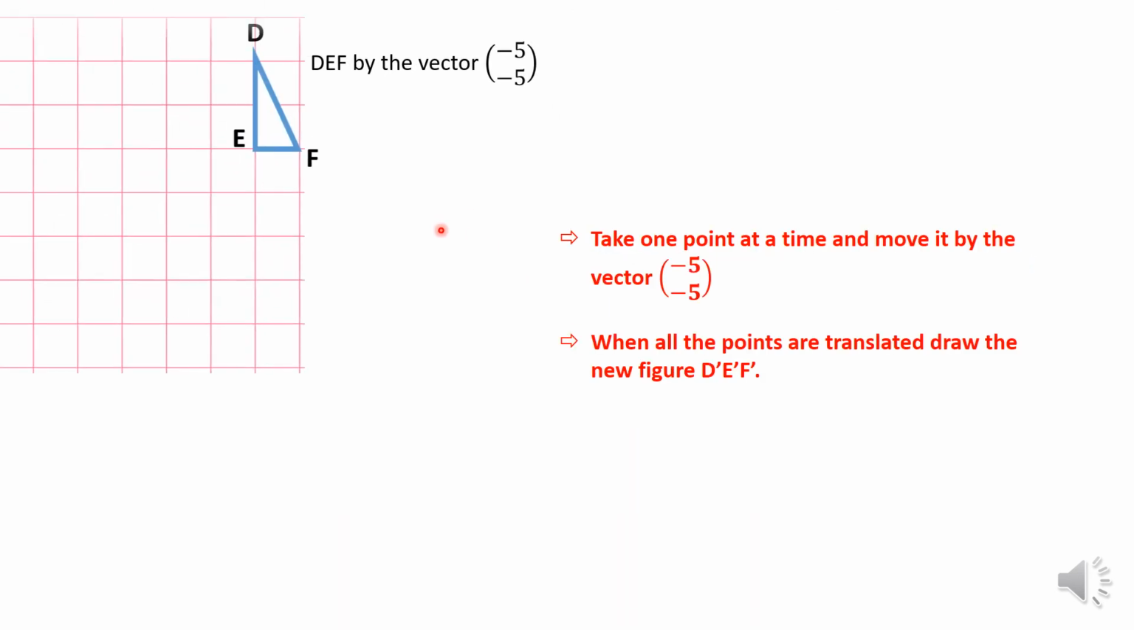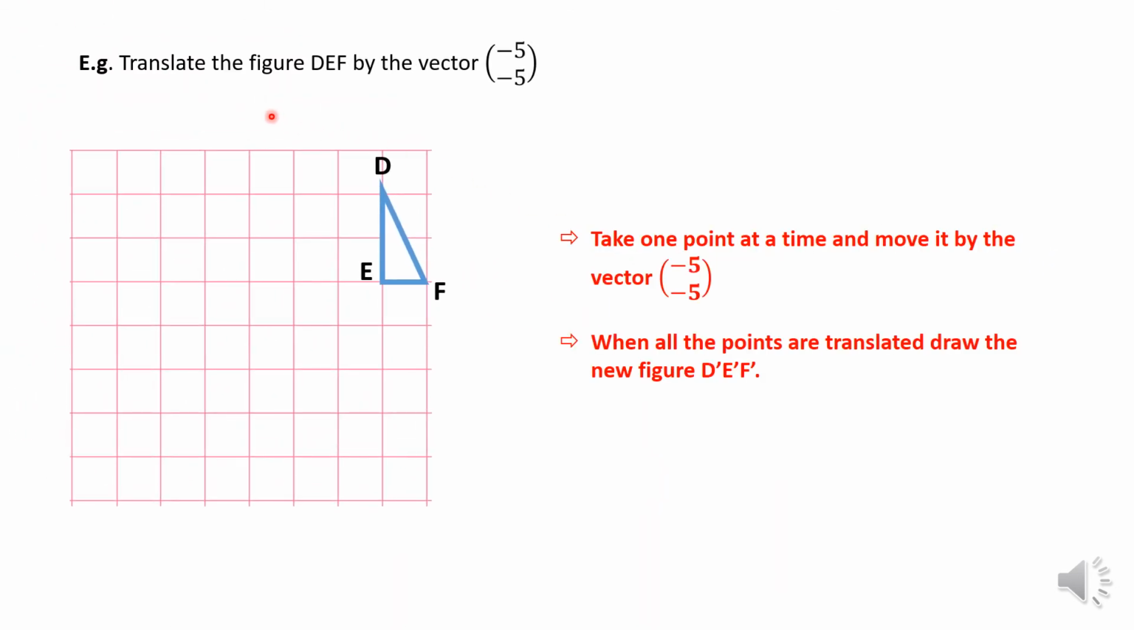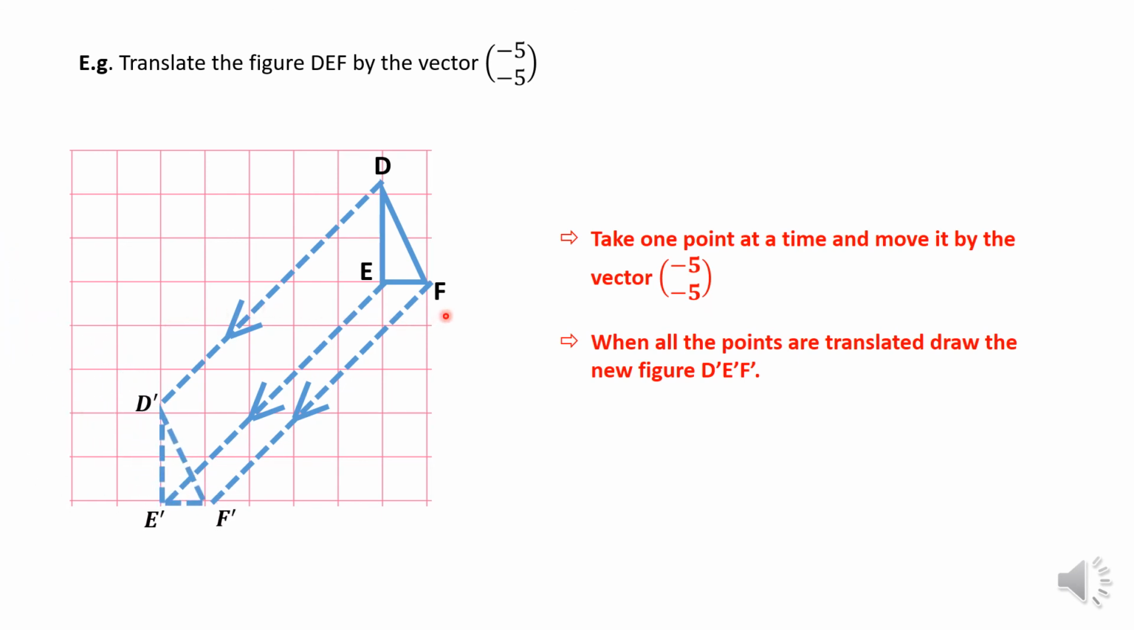Right, so here I have a question where I say, translate this figure by this vector. Now, it's very easy for you to see. You have to go 5 units to the left and 3 units down. All right, so you take 1 point at a time. So if I decide to take point D, that is 1, 2, 3, 4, 5, and 1, 2, 3. Okay, so point D, a little bit of an error there.